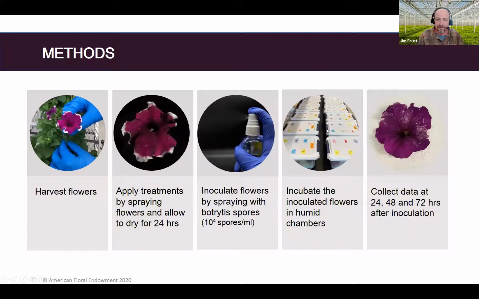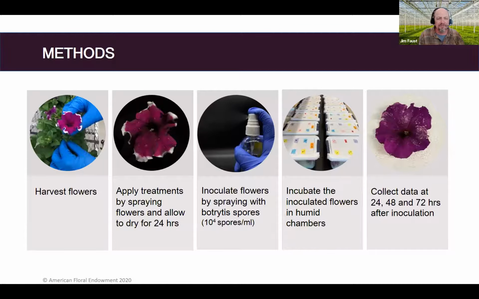Then we place that flower in containers that we can seal the lid on and create a 100% humidity environment. We call these humid chambers, which allow the Botrytis spores to germinate and grow very quickly. Then over the next 3 days, we do visual evaluations of the flower at basically 1, 2, and 3 days after inoculation. And that's the data that we collect.